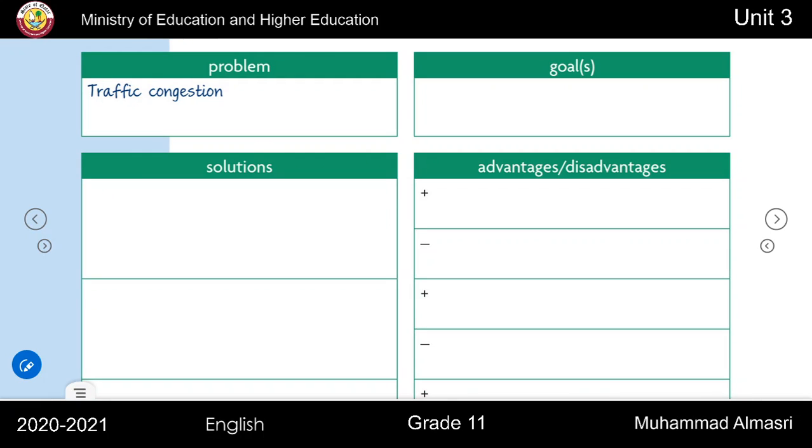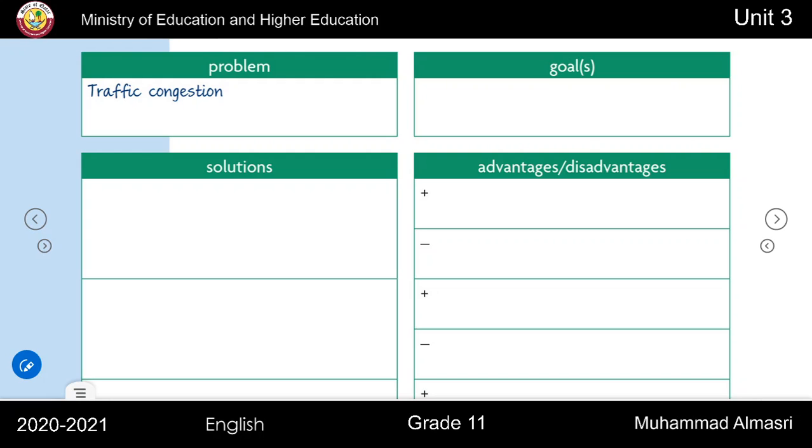As you see, in the first box, we write the problem. Then, in the second box, we write the goal or the goals we are looking for at the very end. In the table below, we mention 3 solutions. They might be more than 3, then you decide on 3 of them. After that, on the right side, you write some advantages and disadvantages for each solution. This makes you decide on the best solution at the very end.